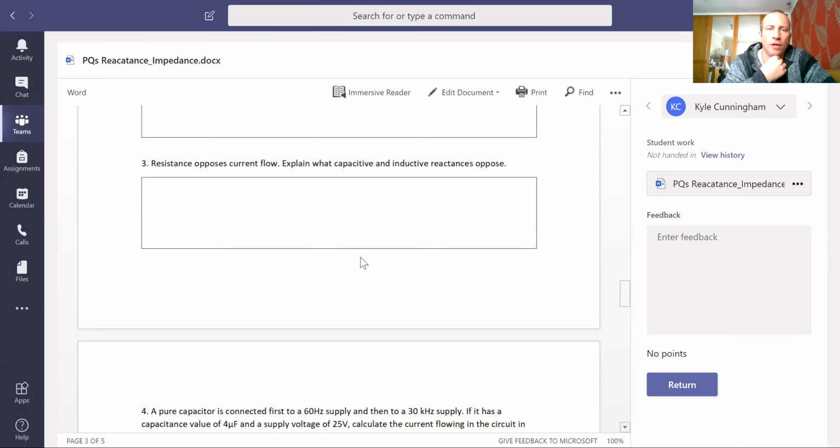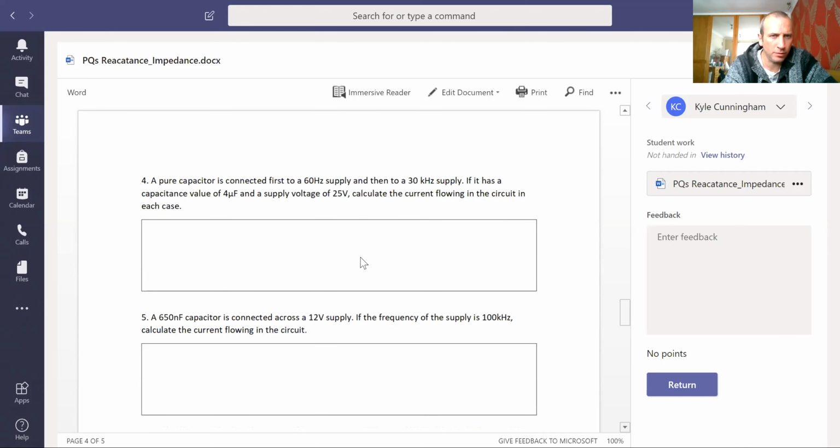Your capacitor opposes a change in voltage. Your inductor opposes a change in current. There's a couple of little equations for that one, which I'll leave you to find. It's C is equal to dV by dt, and L is equal to di by dt, which if you ever look online, you'll find them.